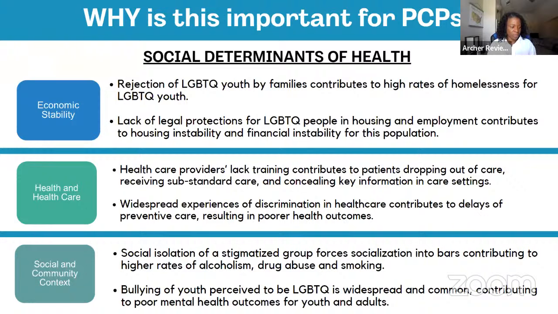Economic stability: we're looking at a form of social isolation, rejection of LGBTQ youth and families. It contributes to high rates of homelessness among our youth. The lack of legal protection for LGBTQ people in housing and employment contributes to housing instability and financial instability for this population. Our access to primary healthcare is also affected.